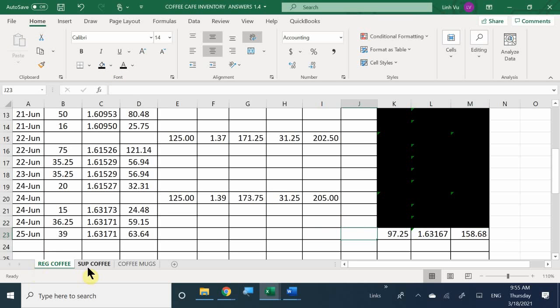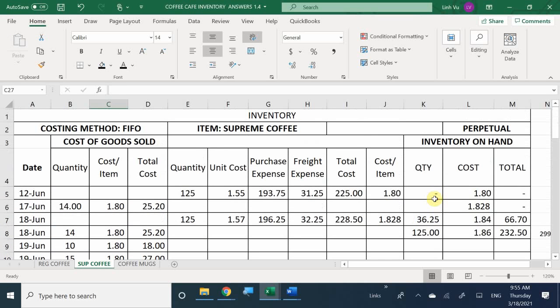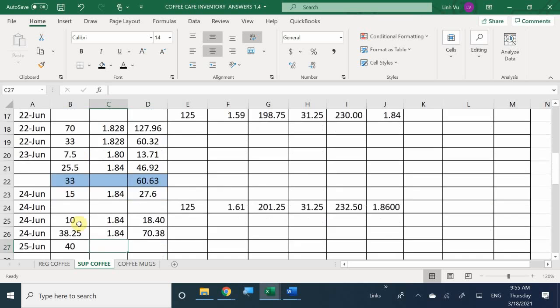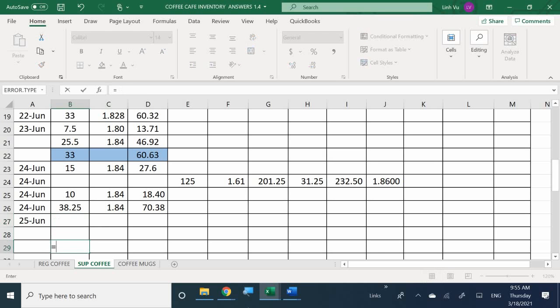Now we have to go to our Supreme Coffee. Okay, we used a total of 40 pounds. So let's take a look at our inventory once again. Do we have enough for 40 pounds? You have to take it from both. Yeah, so we have to split it up. So first one that we have is for 36 and a quarter, so this has to equal 40.